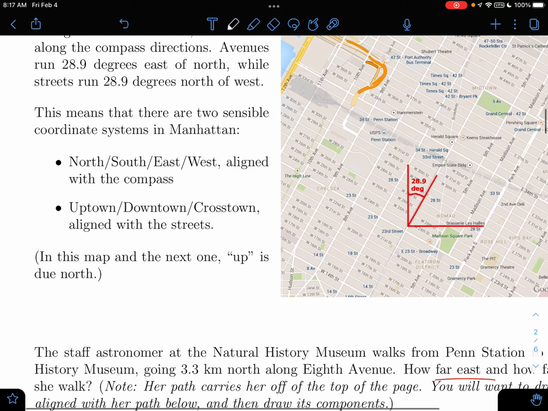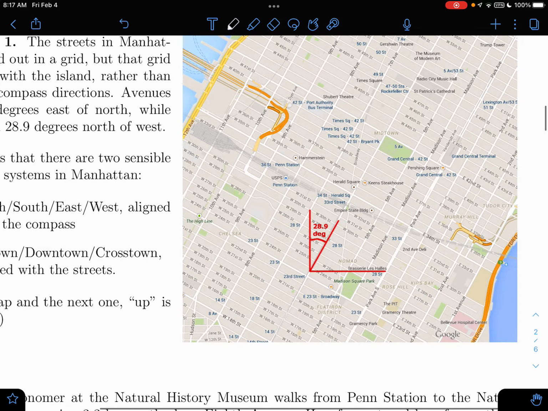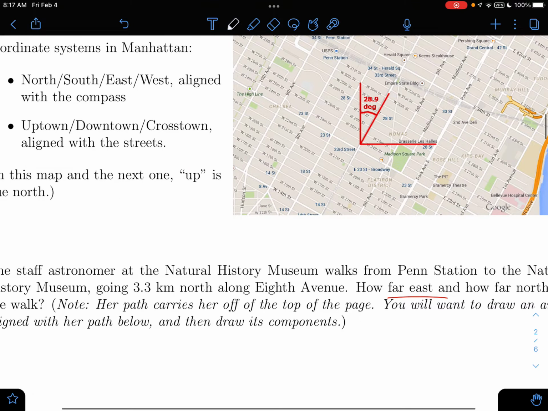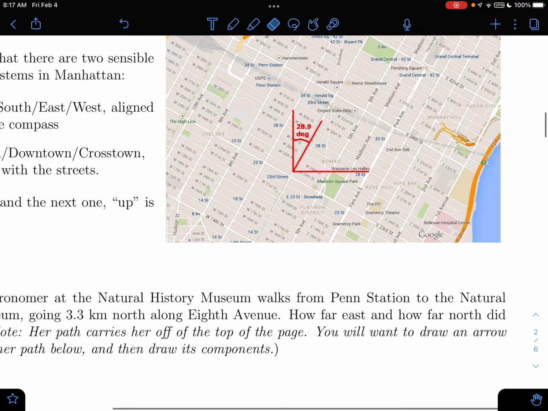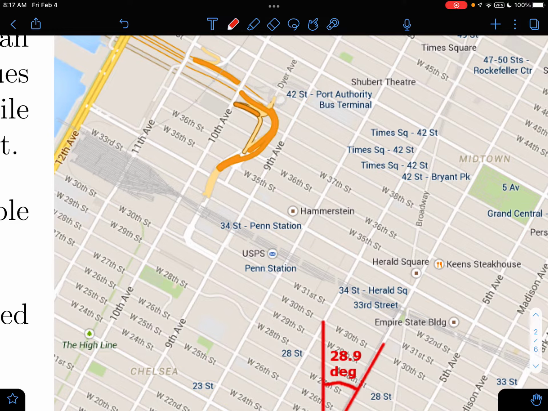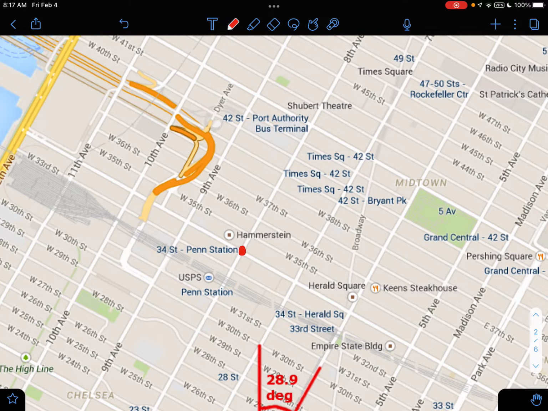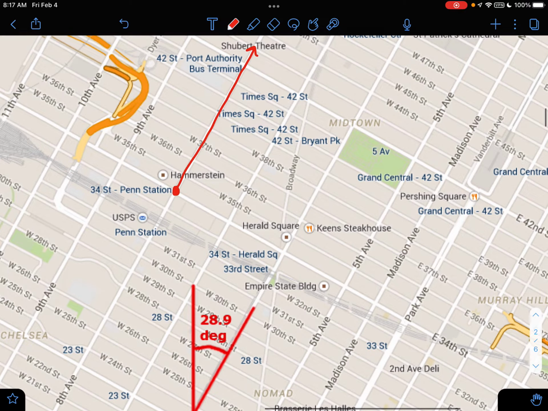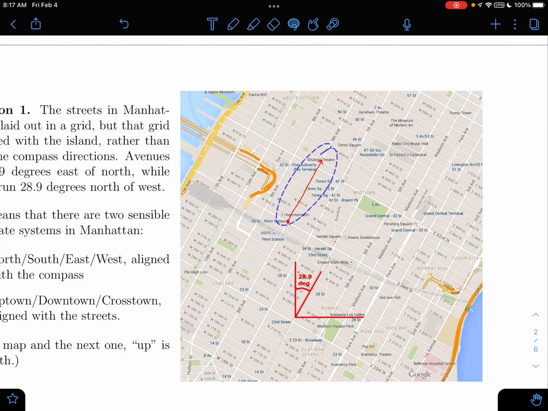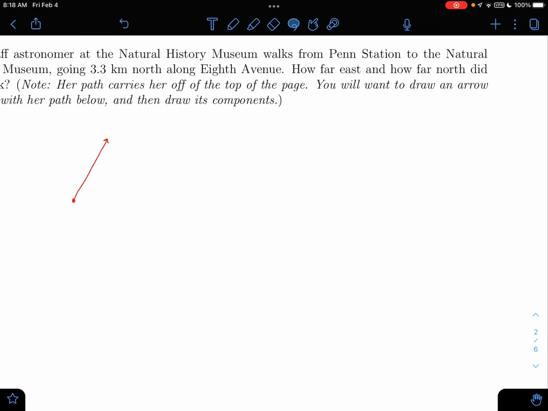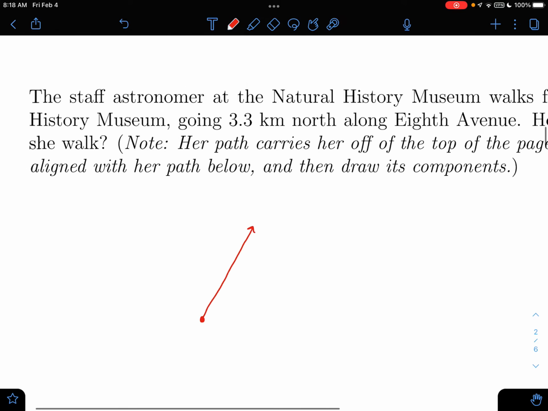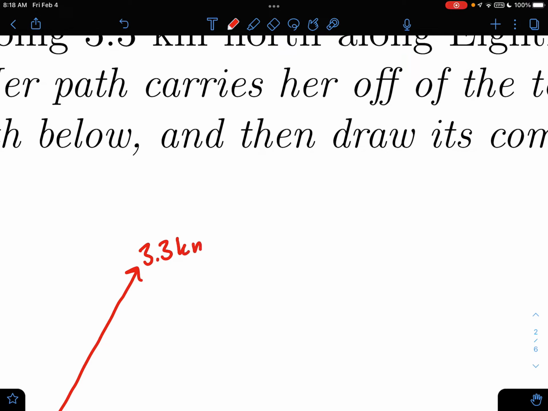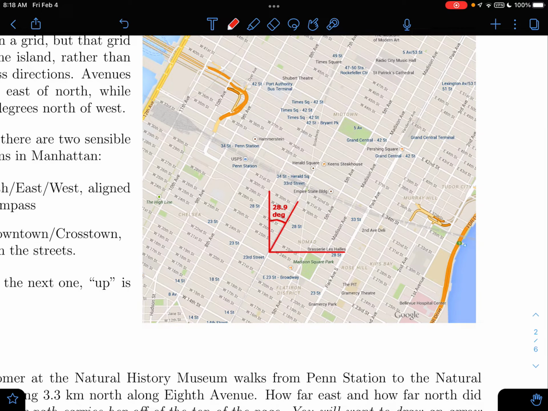So let's get started with some actual questions then. We are going in a direction. We're starting at Penn Station, and it says it goes north on 8th Ave. It's not directly north. We're going down in the direction of this. So I'm going to move it over here so I can start looking at it. We know that this is our 3.3 kilometers that she went down 8th Ave.